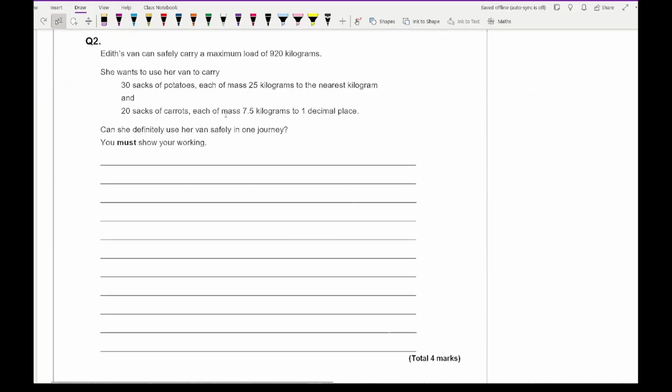Moving on to question 2. Again, if you've not had a chance to print off this question, by all means pause the video at this point and have an attempt at it, and then unpause to listen to me go through it.